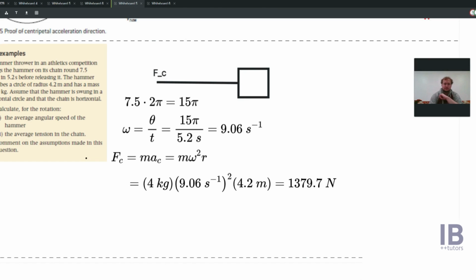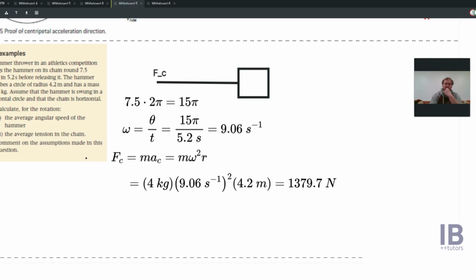So now that we have some starting point, we have some angular speed. Now we're given how long the chain is, or what the radius of the circle is. So we have the radius, we have the angular speed, and we have our mass.